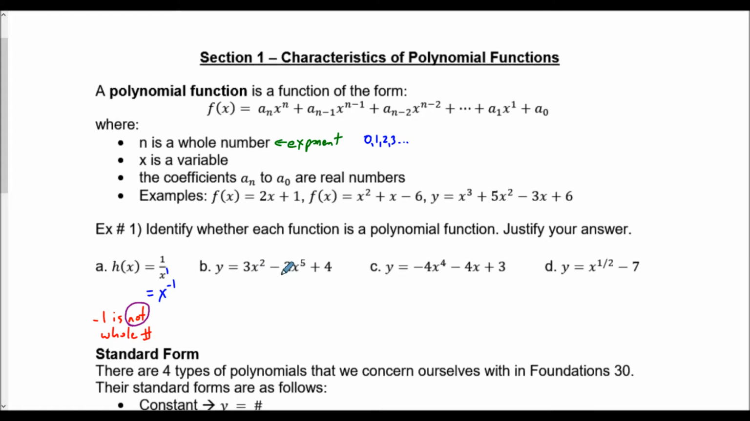Y equals 3x squared minus 2x to the power of 5 plus 4. Now, even though it's not written in proper descending order, you can see that all of our exponents are whole numbers. The x's are variable. The coefficients, meaning the numbers in front, are all real numbers. 3, -2, +4, those are all real numbers. So we're good. That is absolutely a polynomial function.